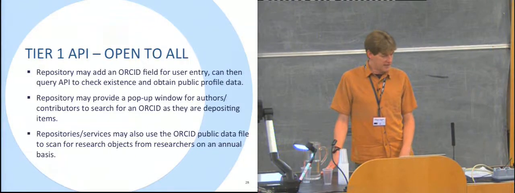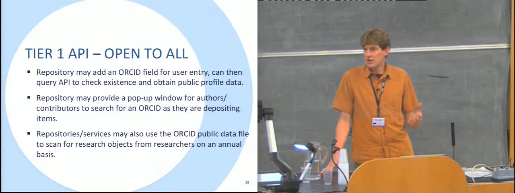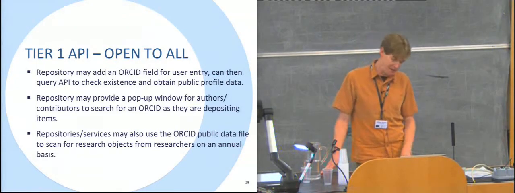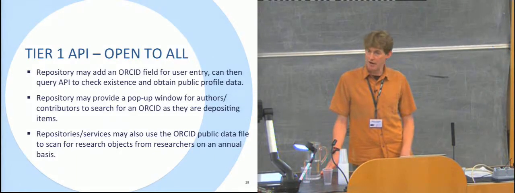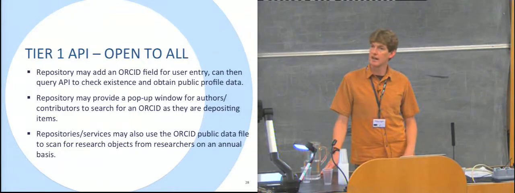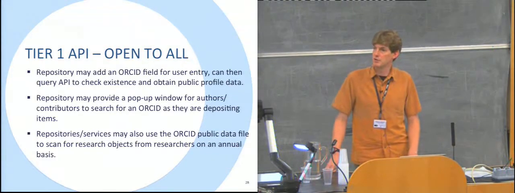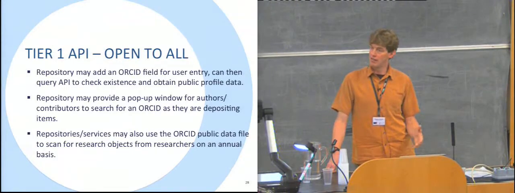What does this facilitate? If you're running a repository, you can ask an author for their ORCID. That, of course, puts the burden on them of getting it and knowing it. Maybe they shouldn't have to know it. But if you get it for some reason, you can go to the ORCID website, check that it exists, and find out any information the author has chosen to make public. You might also provide within your repository submission process some sort of pop-up which allows them to do a search for their ORCID.